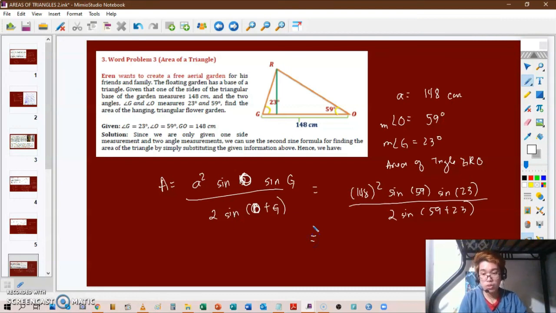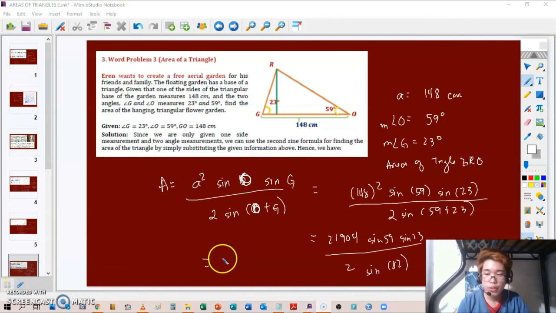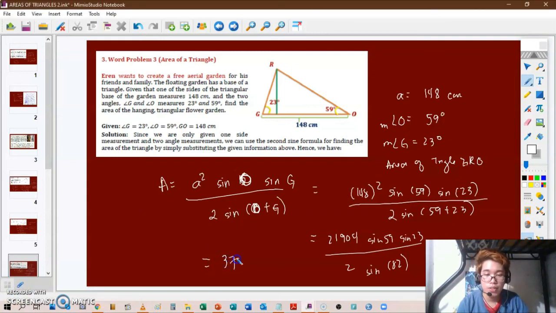148 squared will give us 21,904. Then sine 59 sine 23 all over 2, and 59 plus 23 gives us sine 82. After computing it on a calculator, we can say that the area is equal to 3,704.11 square centimeters. Okay, so there you go. That's the area, 3,704.11 square centimeters.